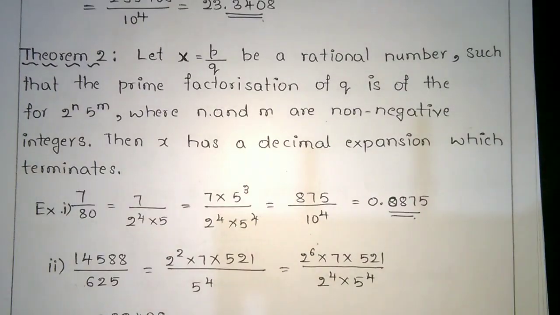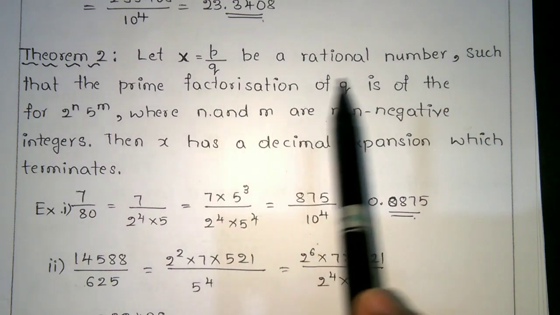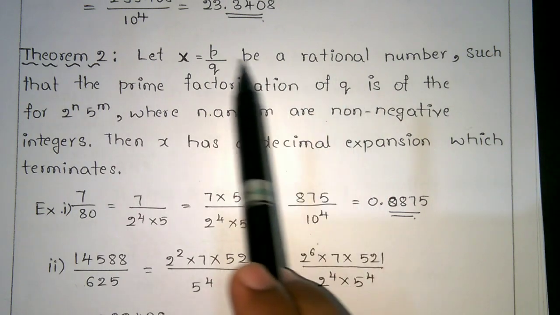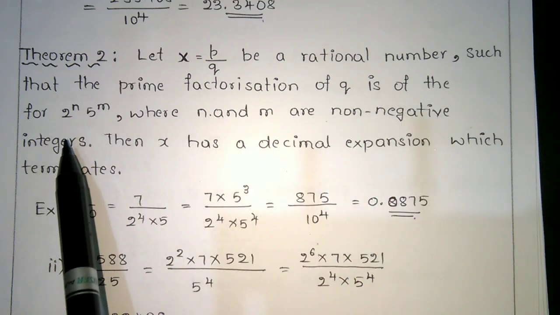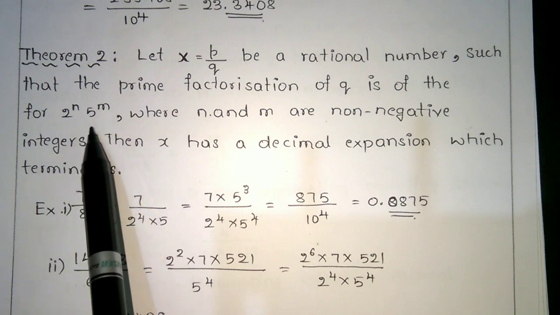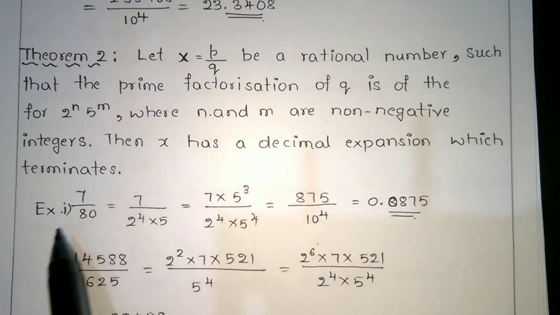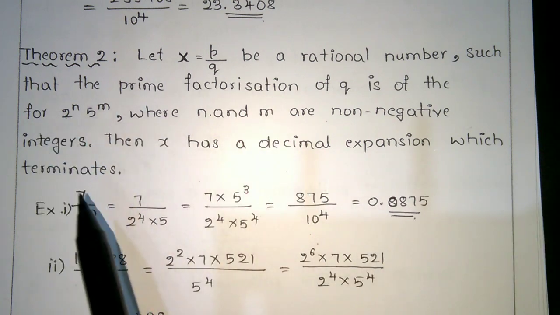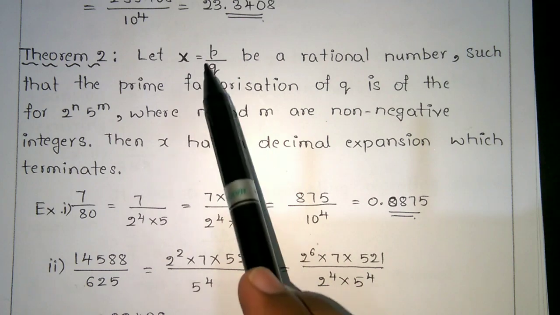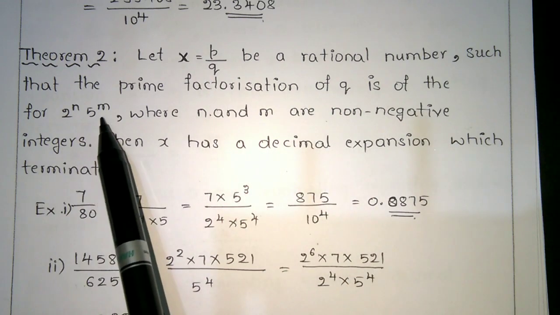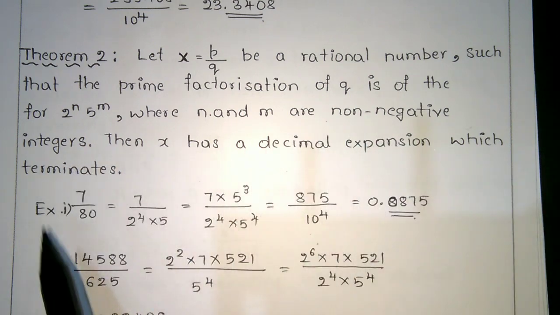Let x equal to p by q be the rational number such that the prime factorization of q, the denominator, is of the form 2 power n into 5 power m, where n and m are non-negative integers. Then x has a decimal expansion which terminates.